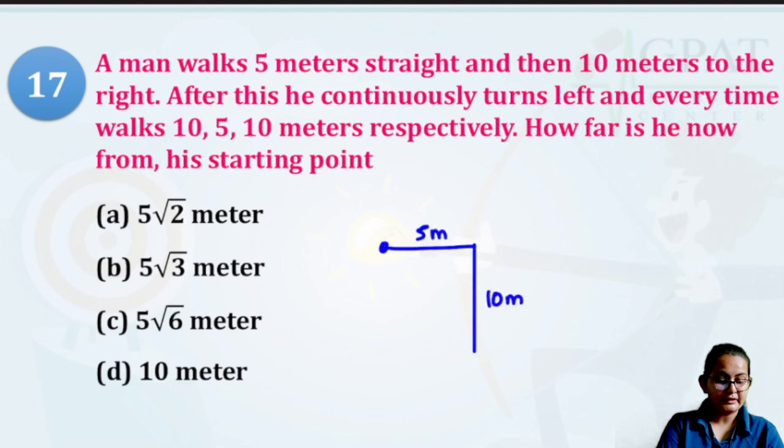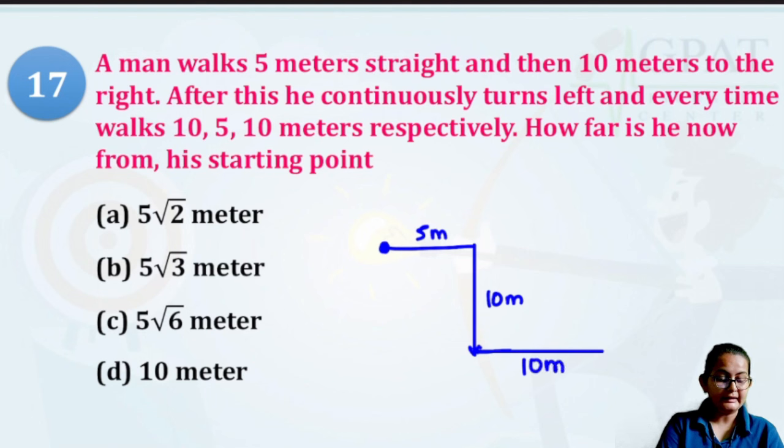5 meters straight if I started from this side, 10 meters straight right. After this he continuously takes left turn. So here he has come, he will take the left turn. So left would be this one. And first he will try to walk 10 meters. After taking left, he walks 10 meters.